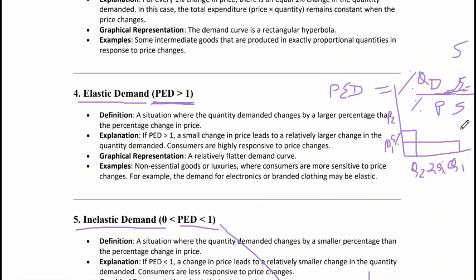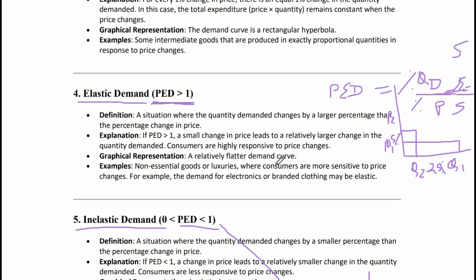I've drawn the graph, I explained it. Now we'll go through the definition. This is a situation where the quantity demanded changes by a larger percentage than the percentage change in its price. If PED is greater than 1, a small change in price leads to a relatively larger change in the quantity demanded. You can see that, either increase or decrease, doesn't matter. Consumers are highly responsive to the price change here. But it does not go to infinity like perfectly elastic demand.